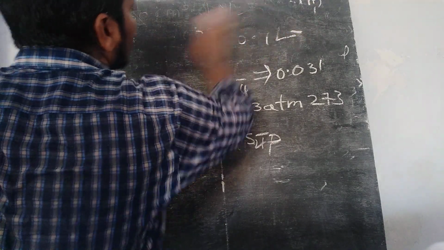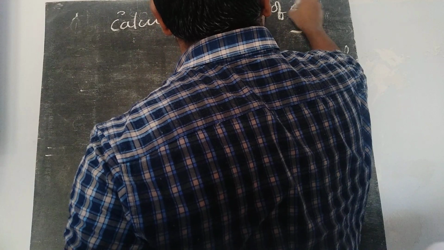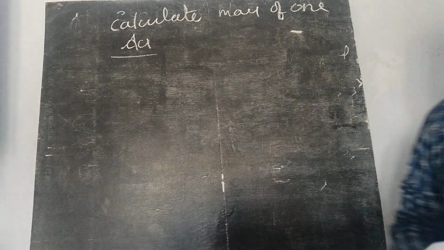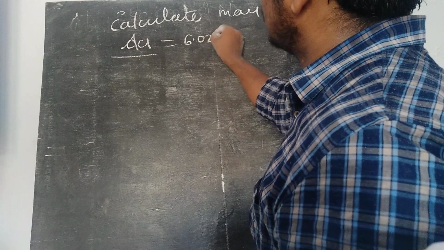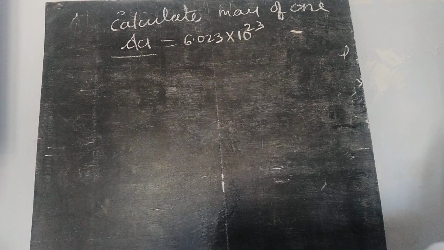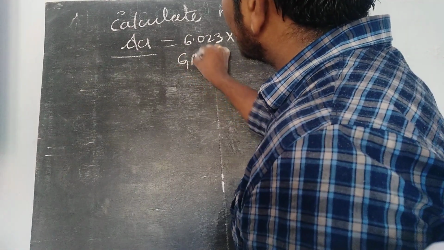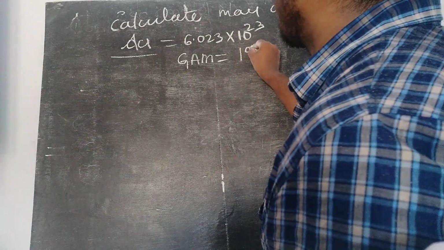Okay, last and most important, next one is calculate the mass of one atom. For example, I will calculate the mass of one atom of gold. Generally, 6.023 into 10 to the power of 23 particles or atoms is there, and gram atomic mass we have to write like this. Gold atomic mass you can see is 197.